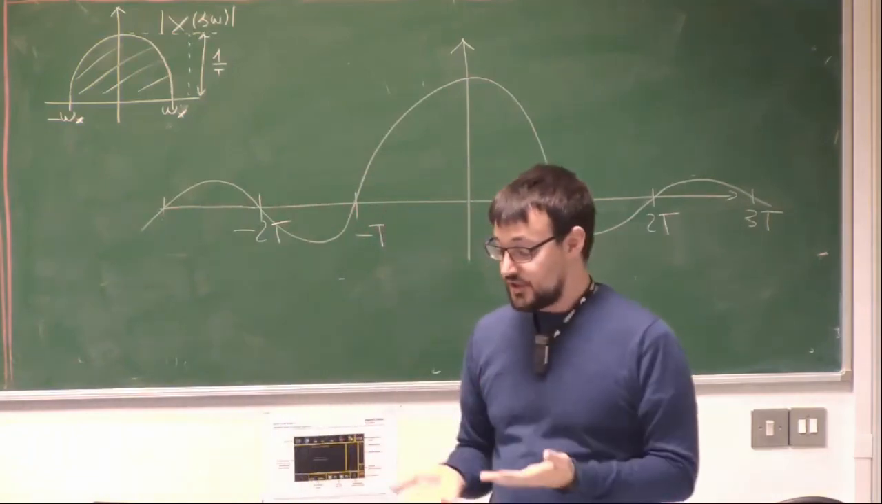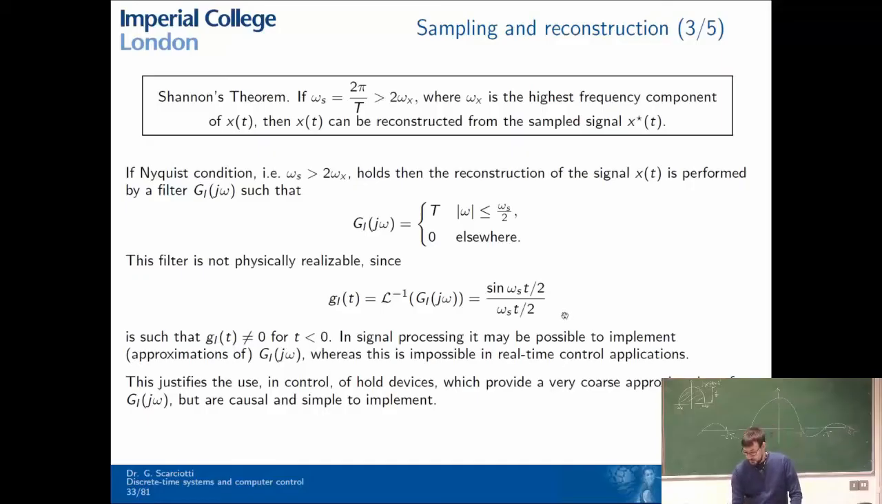So for this reason, in control systems, we cannot actually use this ideal filter. In signal processing, it may be possible to implement some approximation of this ideal filter. However, in real-time control conditions, we cannot use this ideal filter, and we have to rely on very coarse approximations. And the coarse approximations are actually the whole device that we are studying in this course.